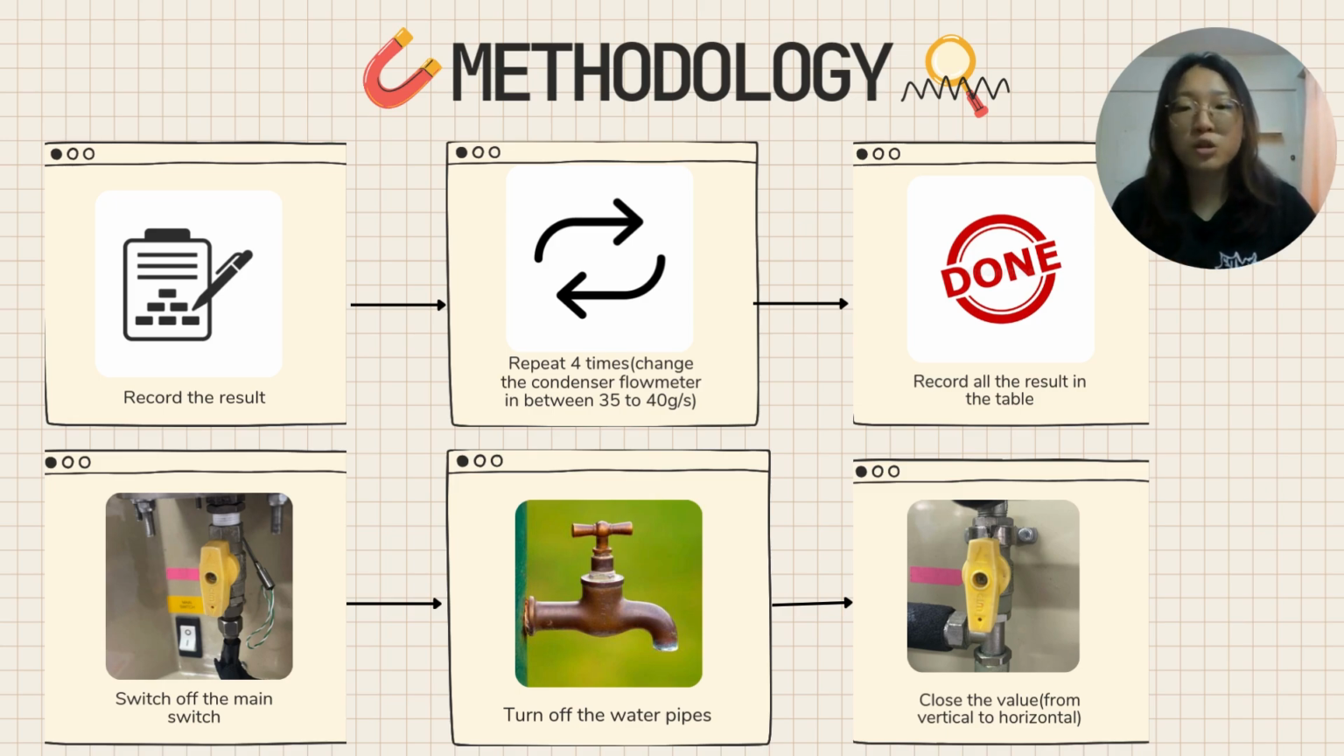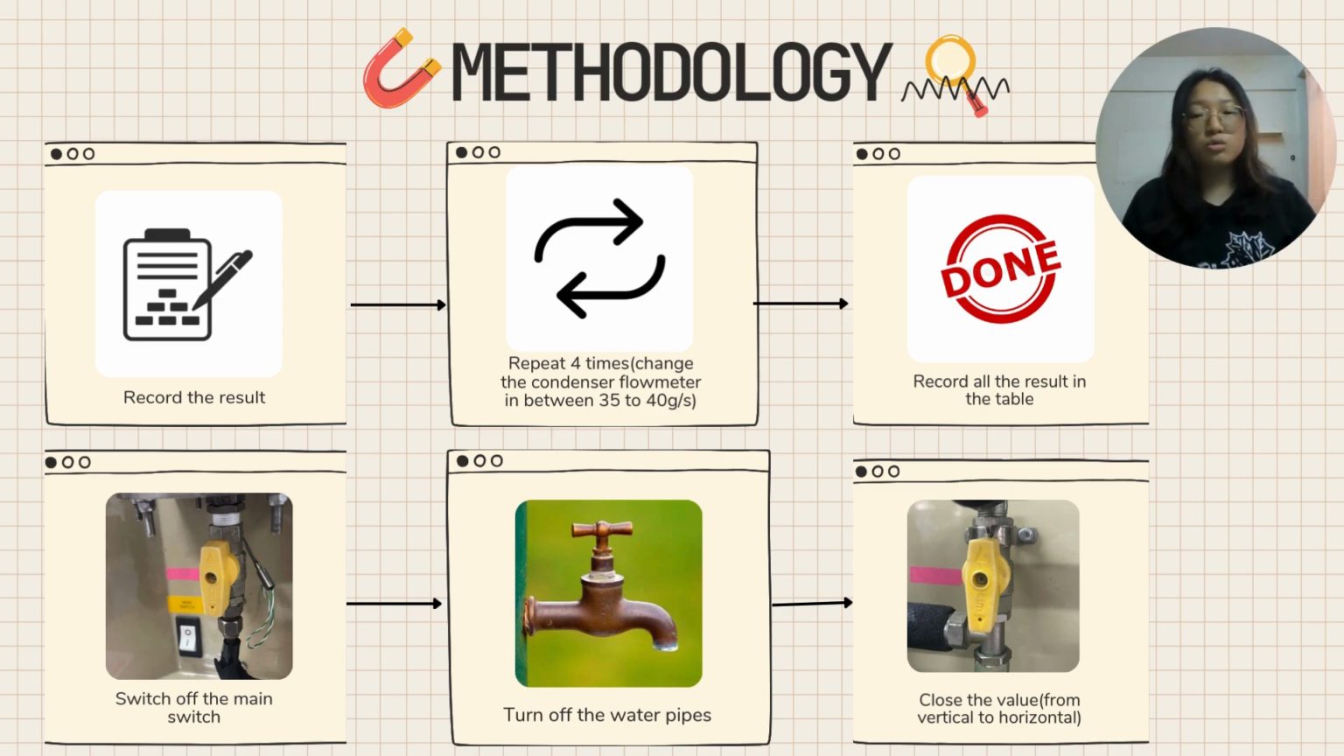So we change the condenser flow meter between 35 and 50. The first one is 50, which is the maximum, and in this experiment we then use 38, 37, 36, and 35. So we only change the condenser flow meter, and the others we didn't change. We make sure the absolute evaporator is constant at all times, which is 25 gram per second.